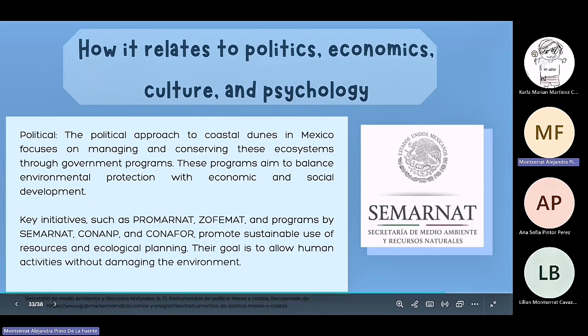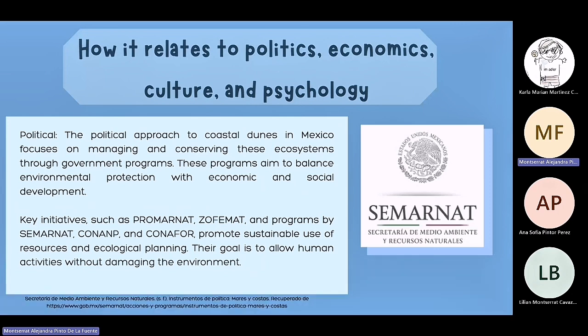Now, how it relates to politics, economics, culture, and psychology. As we know, the human impact on coastal dunes is largely negative because it affects their stability and ecological function. Some of the human activities that affect them in a negative way are the destruction of stabilizing vegetation, the coastal development and infrastructure, like building houses, roads, hotels, etc. The pollution and waste, of course, that is a problem in every ecosystem, actually. The direct resource extraction, in this case, is the same meaning because sand is directly removed from the dunes for use in construction and industry.